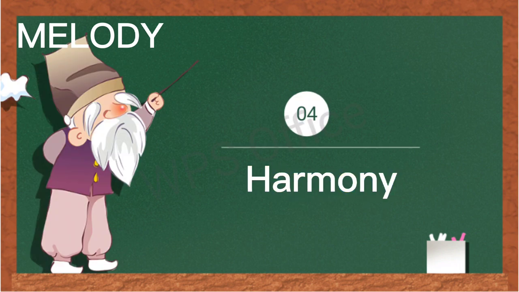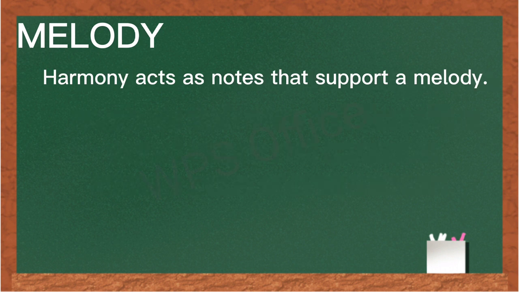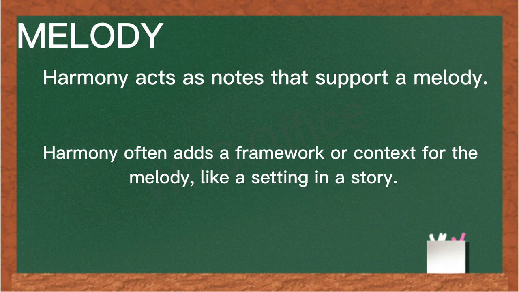Number 4, harmony. Melodies are substantial enough to be music on their own, but they often sound empty and lonesome without some accompaniment. Thus, many composers add supporting notes called harmony. There are many types of harmony that can be added, but in general, harmony can be defined as notes that sound simultaneously. Harmony acts as notes that support a melody. Harmony often adds framework or context for the melody, like a setting in a story.